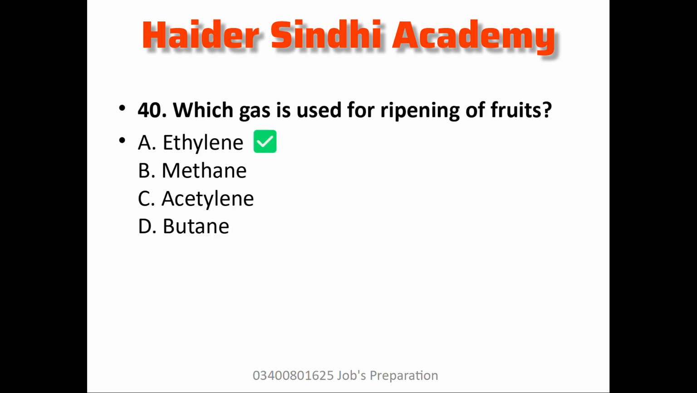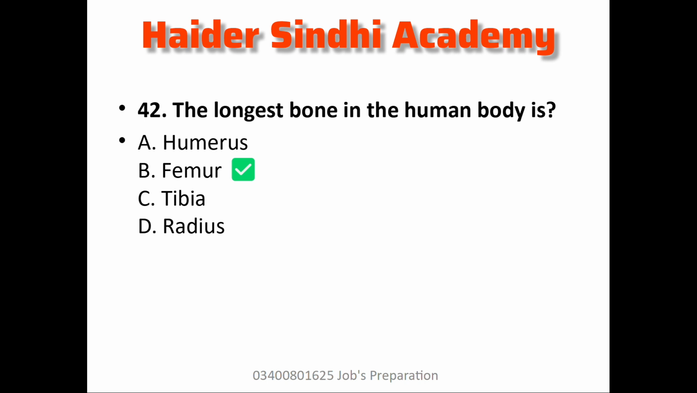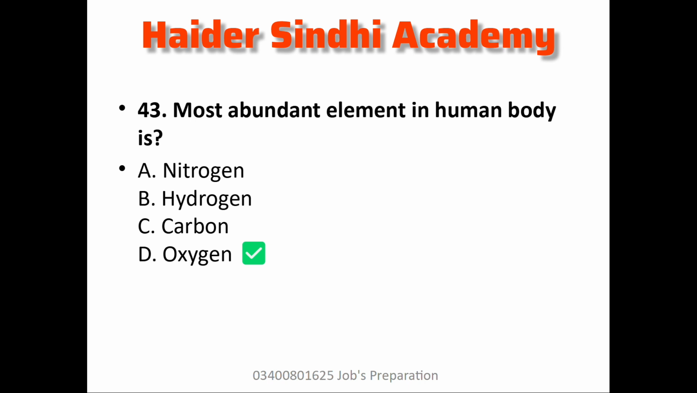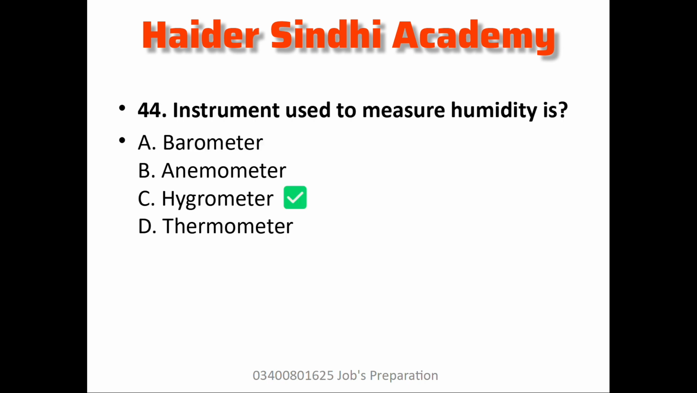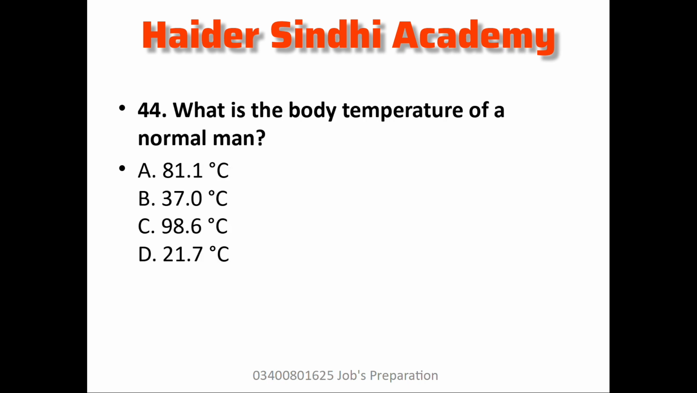Which gas is used for ripening of fruits? Ethylene is the gas which is used for ripening of the fruits. The longest bone in the human body is femur is the correct option. Most abundant element in human body is option D, oxygen is the correct option. Instrument used to measure humidity is hygrometer is the correct option.